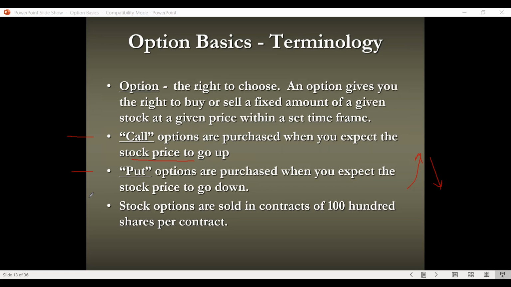All right, I'm going to wrap that up. I'm going to stop right there. Next, on Thursday, we're going to get more into what a call is, what a put is, and expiration date, things like that. We'll cover that on Thursday.